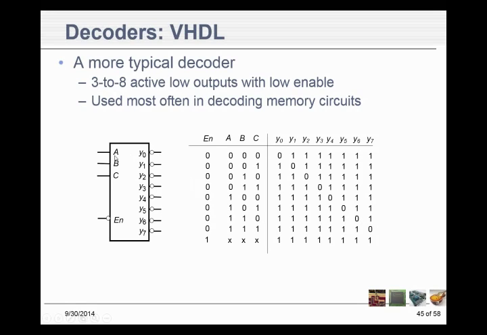That's saying when it's active, and I select line 0, that's the line that's going to go low. When I select line 1, that's the line that's going to go low. When I select line 2, that's the line that's going to go low, and so on and so forth, all the way down to here where we say when we select line 7, that's the line that's going to go low.